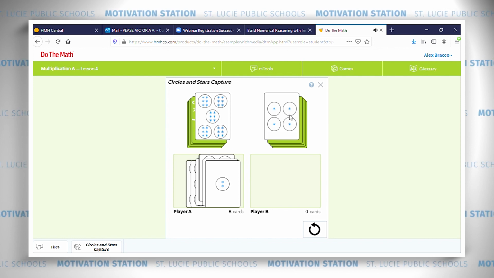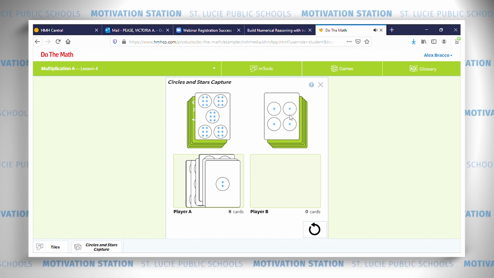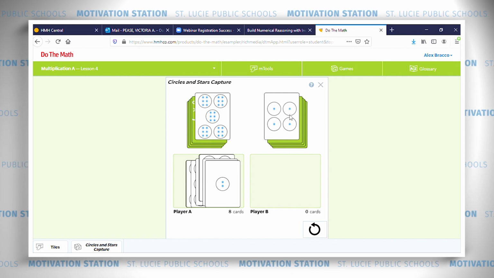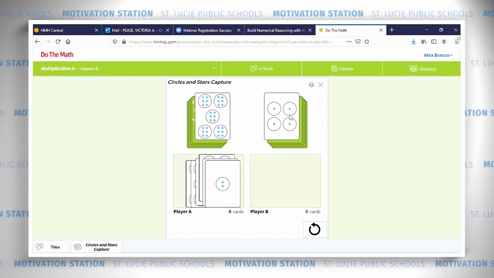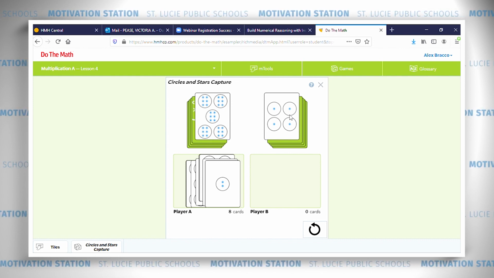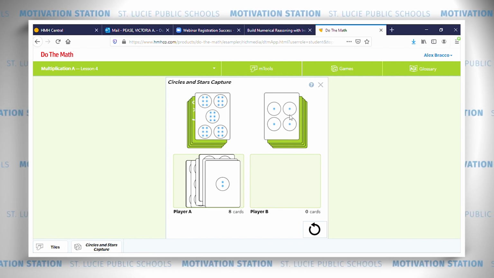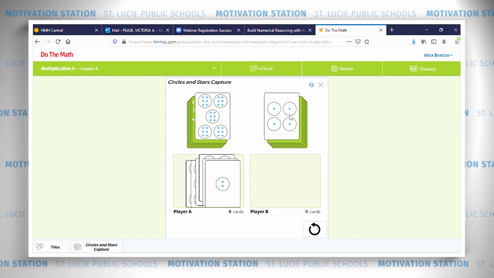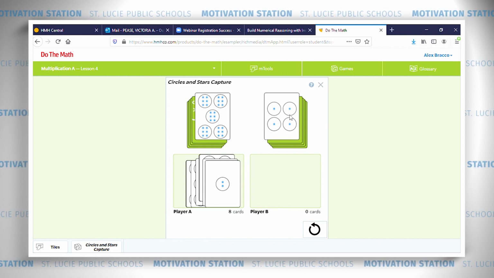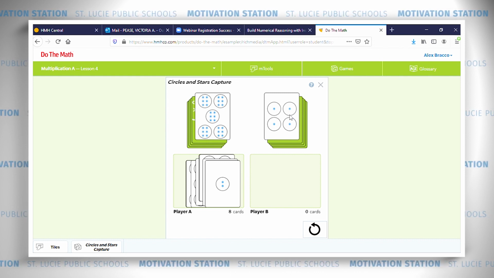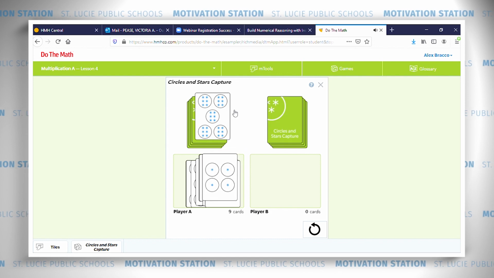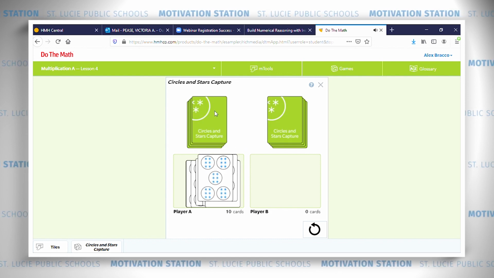Jeez, player B needs some new cards. All right. So player A has 5 circles with 6 stars in each. So 5 times 6 equals 30 is what you'd record for player A. Player B has 4 circles with 1 star, so that would be 4 times 1 equals 4. These cards, again, go to player A.